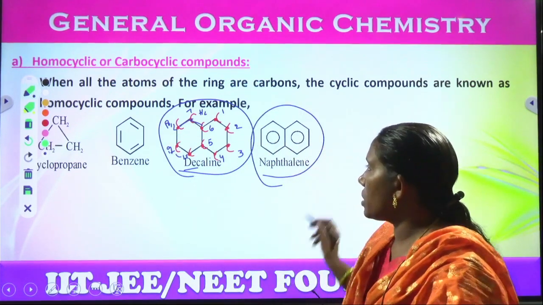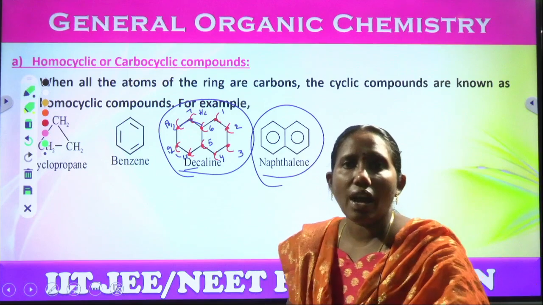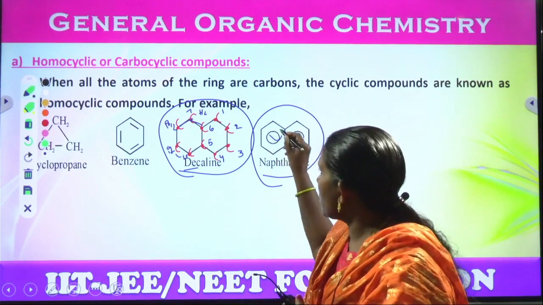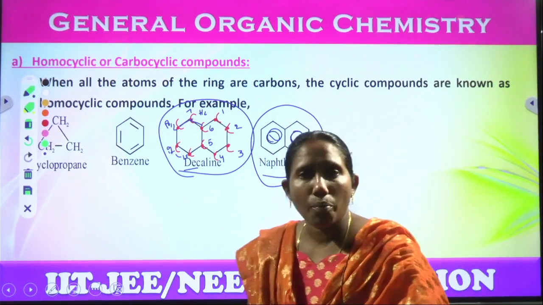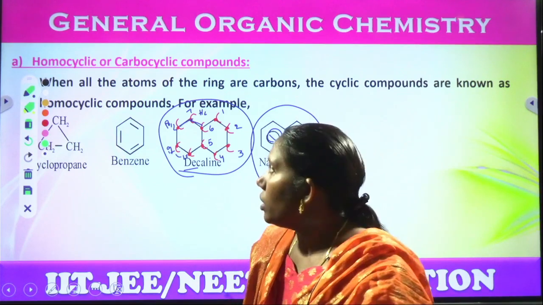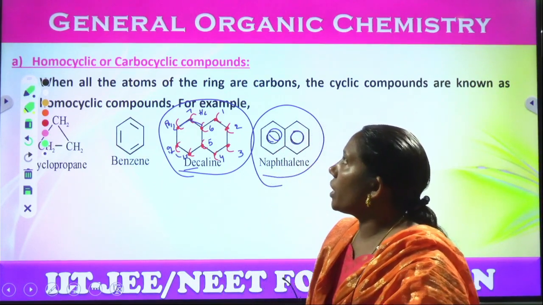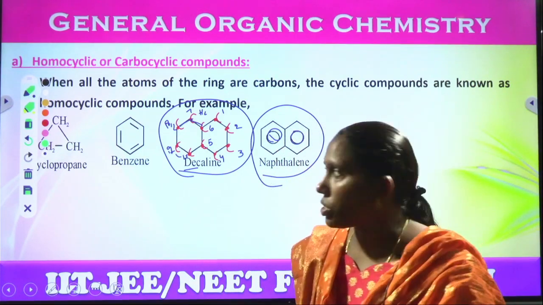Like that only, this is also one more compound. This is called naphthalene. What are these rings like? We will study while studying the aromatic compounds, right? Okay. Now these are the homocyclic or carbocyclic compounds.